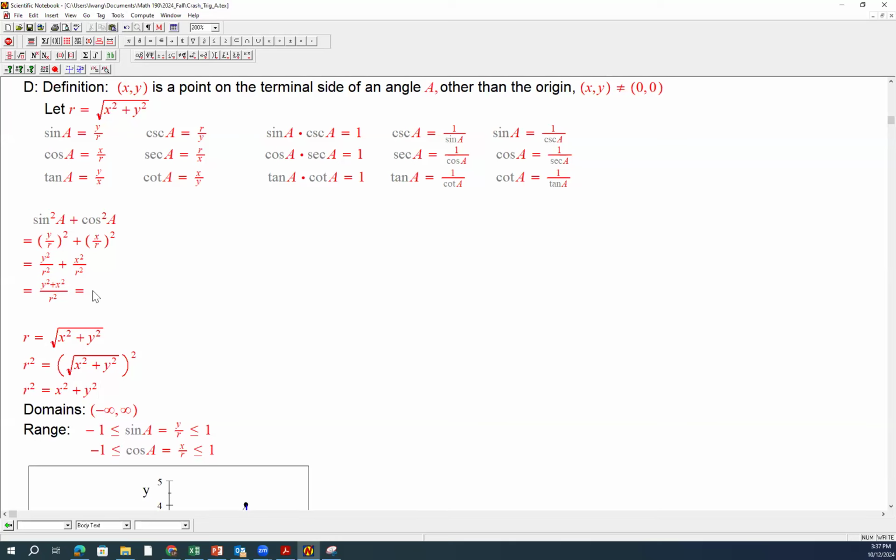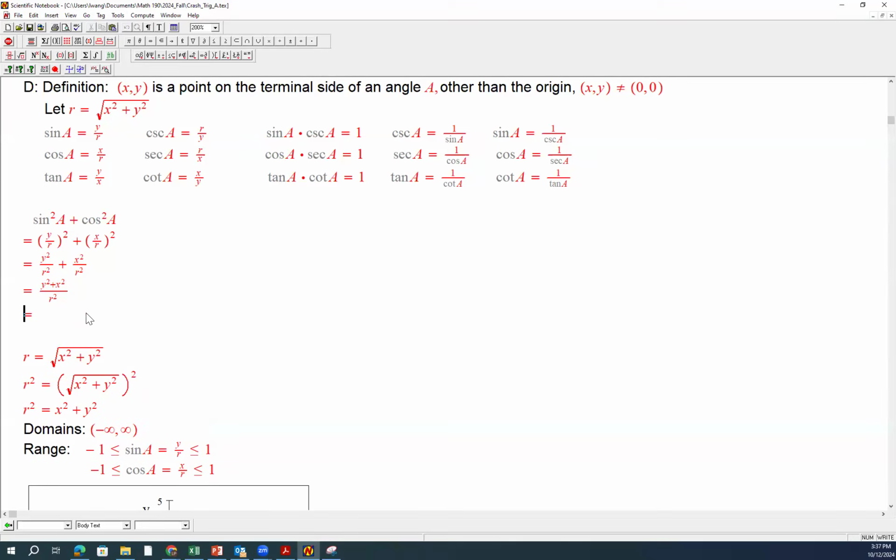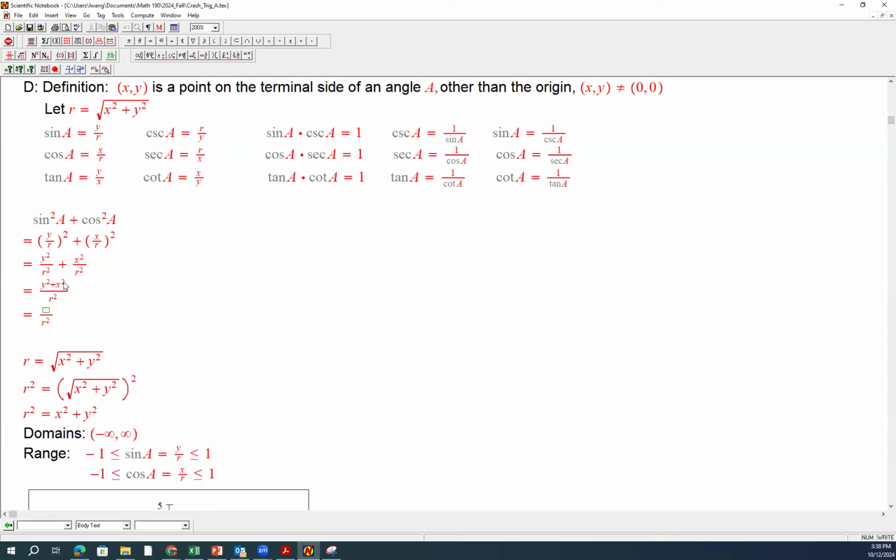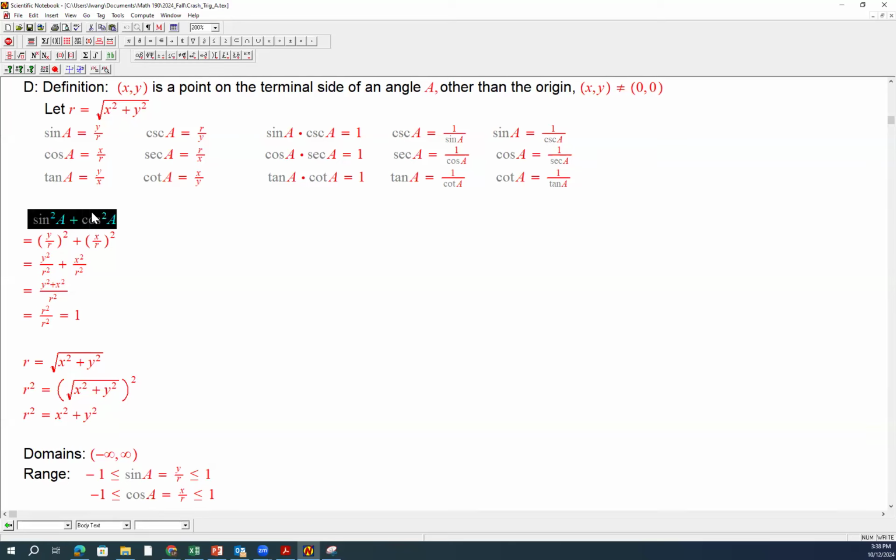So we can take this and bring it back to what we have, okay? So y squared plus x squared, we have r squared there, and x squared plus y squared is r squared. R squared over r squared equals 1. So we have just proved a very important identity, which is sine squared plus cosine squared of any angle equals 1.